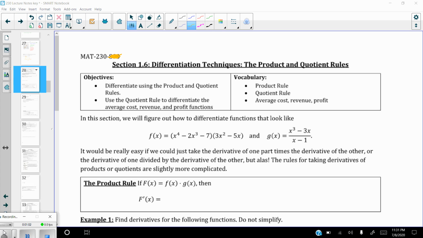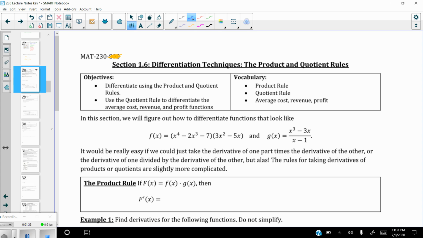Okay, so in this section, we're going to figure out how to differentiate things that look like the f of x function, which is a multiplication of two functions, and the g of x function, which is the division of two functions. So like I said before, it'd be really nice if we could just take the derivative of each part and then multiply the results, or take the derivative and then divide. It doesn't, unfortunately, work like that. So there are a couple of formulas that you're going to need, and you are going to have to be able to use these formulas.